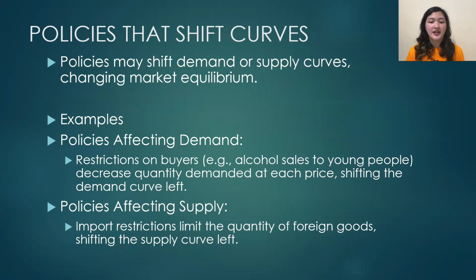As a result, the demand curve shifts to the left, reflecting a decrease in overall demand for alcohol at any given price. On the other hand, the government can also impact supply. A common way this happens is through import restrictions.